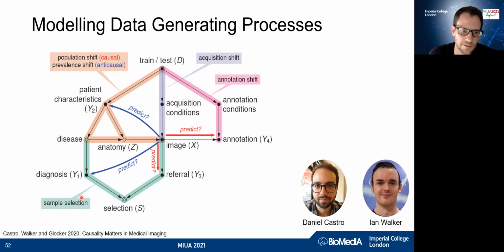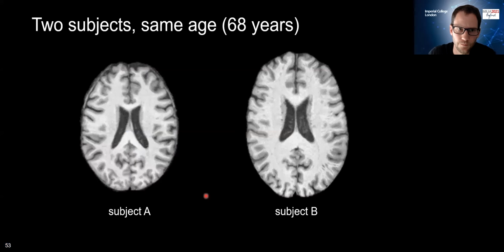Another important aspect is sample selection. We obviously often have biases in our training data that we need to take into account. Otherwise, the systems will not work well and not generalize to new data.